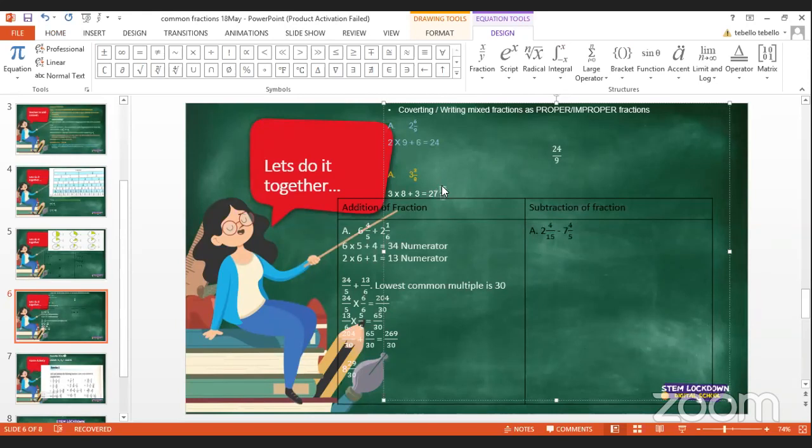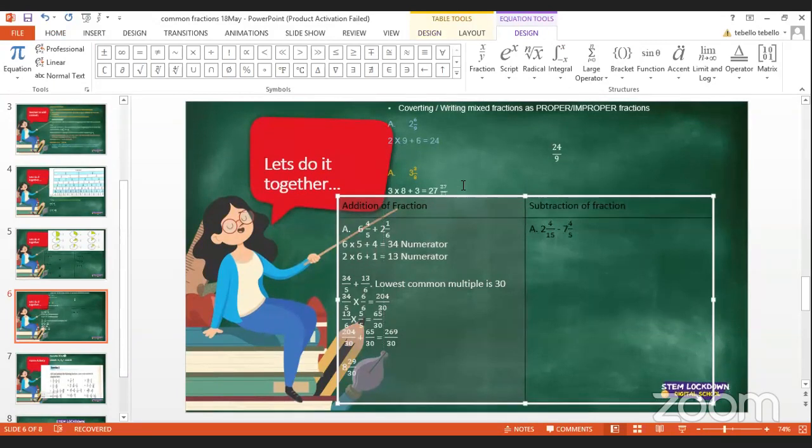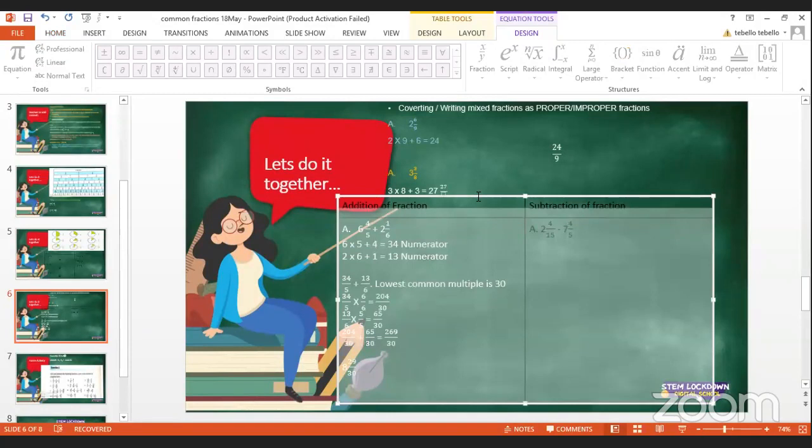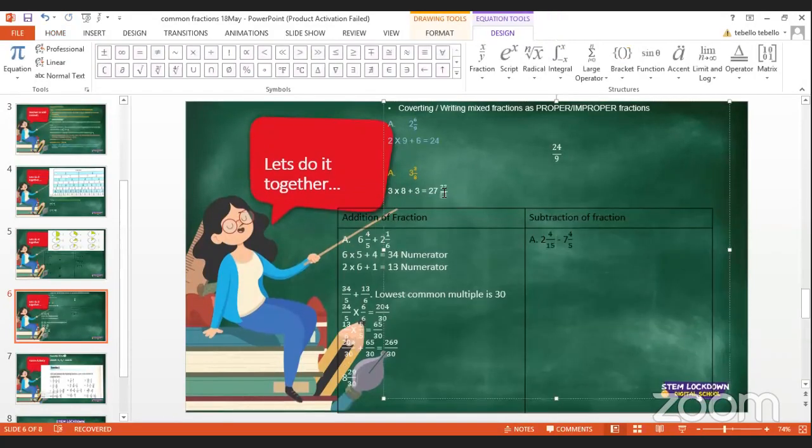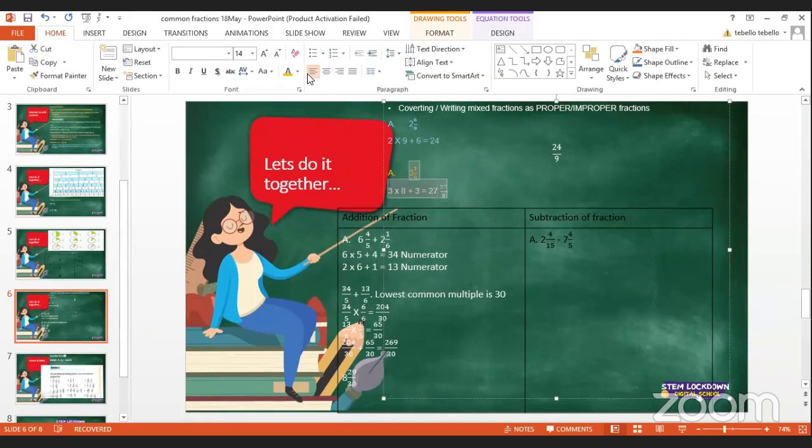Here's our fraction. So we'll have our 27 over 8. Oh my goodness. Let's minimize this one. Over 8. Yes, correct. Let's make this the same color. So you can see here, guys. Sorry. Now we are converting our mixed fractions to proper or improper fractions.